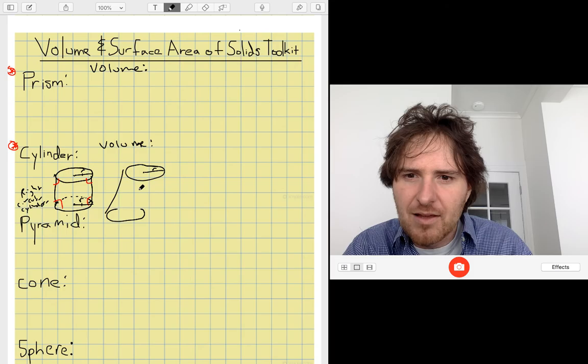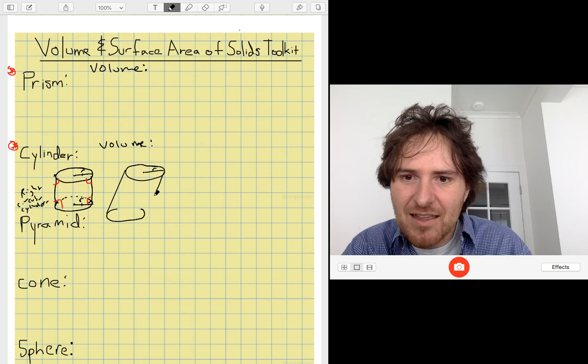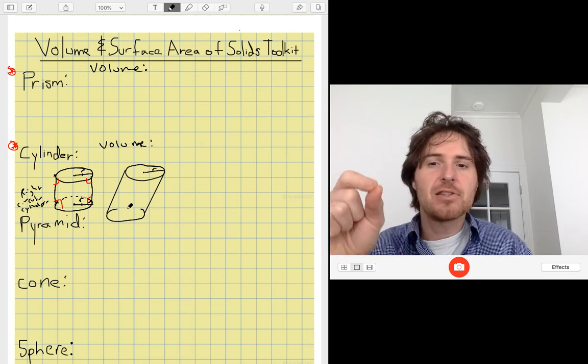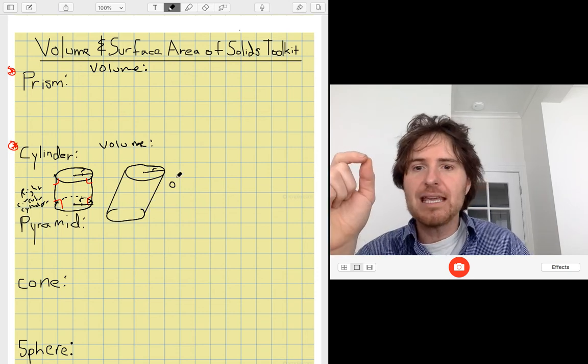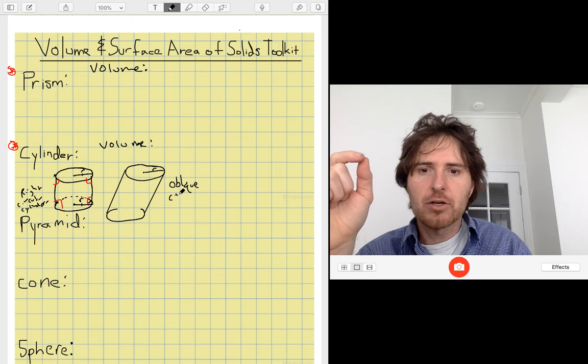Let's see here. It's hard to draw this, isn't it? There we go. Just go straight line. There we go here, and there we go here. Okay, so this would fit the definition of an oblique circular cylinder.